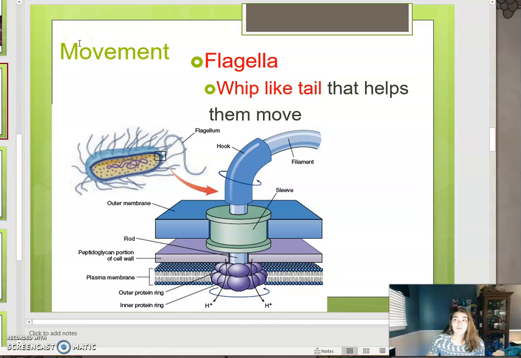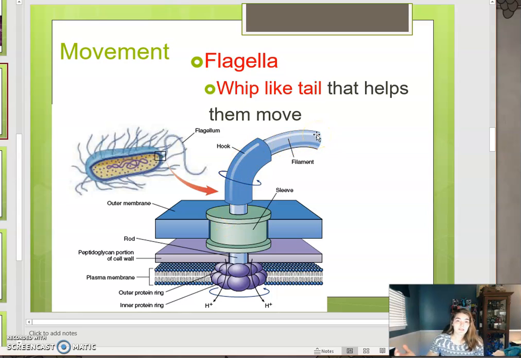So almost all small organisms need some form of movement. And in order to do that, they have to have a tail. There's also other ways they can move, but the flagella is the biggest one. So a flagella is a whip-like tail that just spins around and helps them move. So flagella just means a whip-like tail. So here's a diagram of a long flagella.